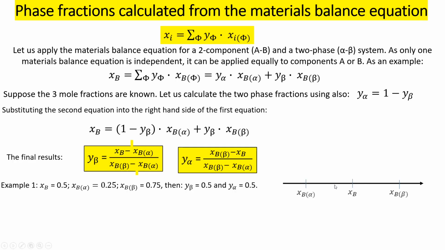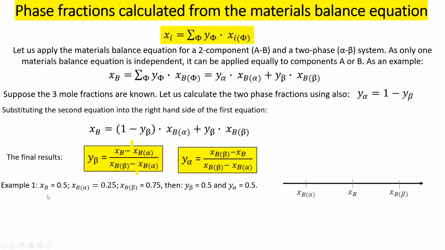For that I am showing the 3 values of xb on a scale. So I selected xb alpha as 0.25, xb beta as 0.75. So whatever is in between as an average composition of the system, it will relate to the two-phase system. So xb should be in this interval between 0.25 and 0.75. Only in this case we actually have the two-phase system.